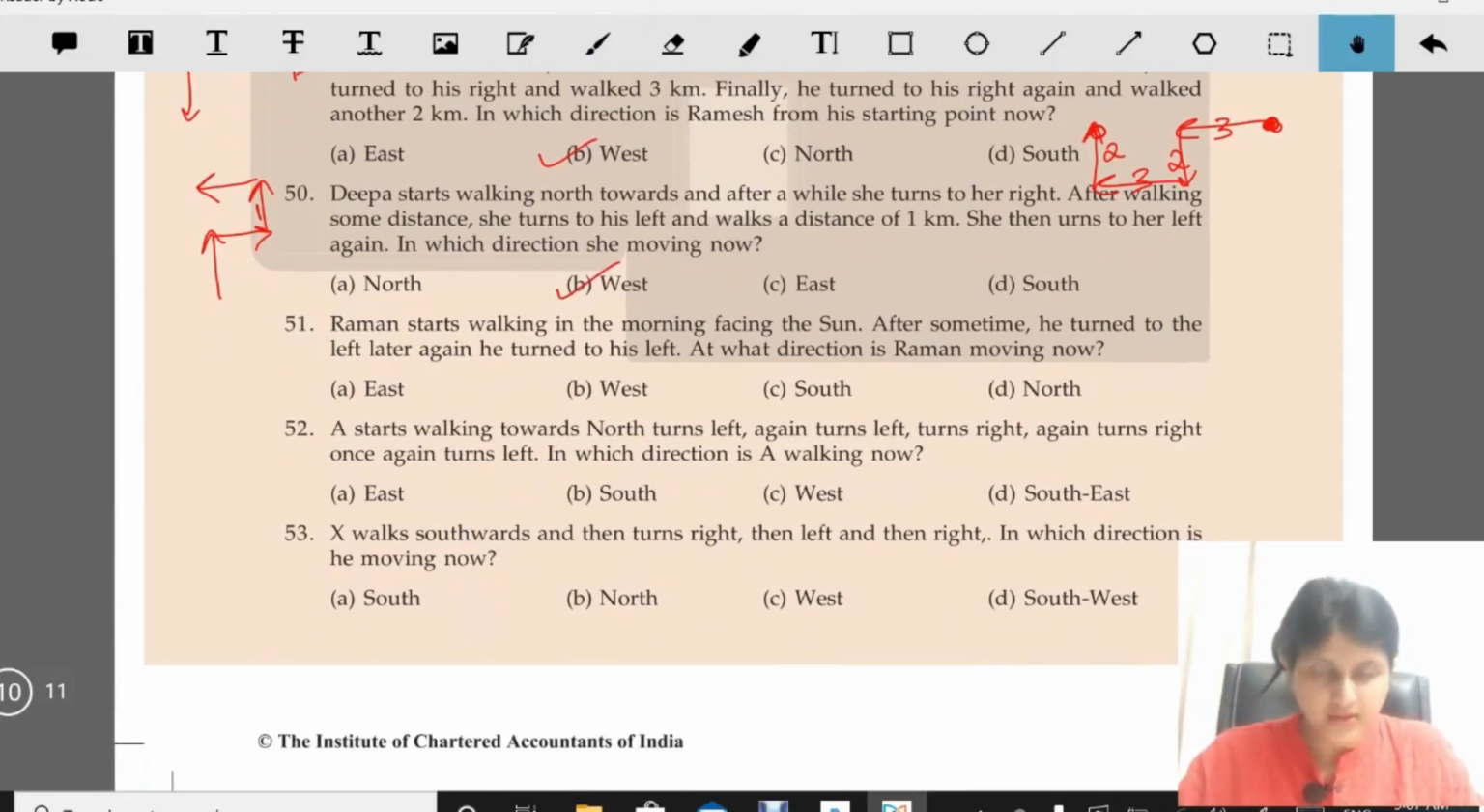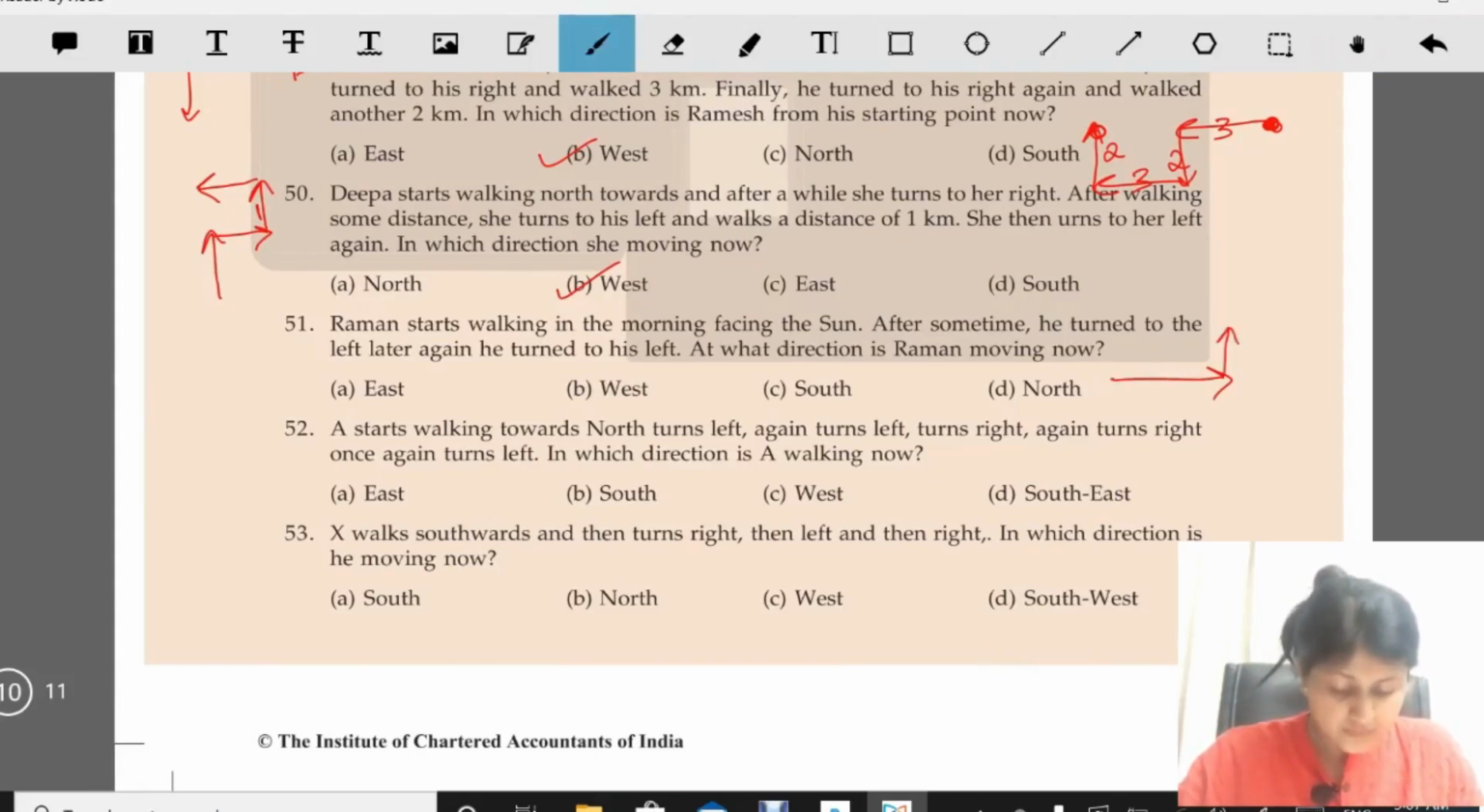Question 51. Raman starts walking in the morning facing the sun. So he is walking east. After some time, he turned to the left. Later again, he turned to his left. At what direction is Raman moving now? So Raman is moving towards west.